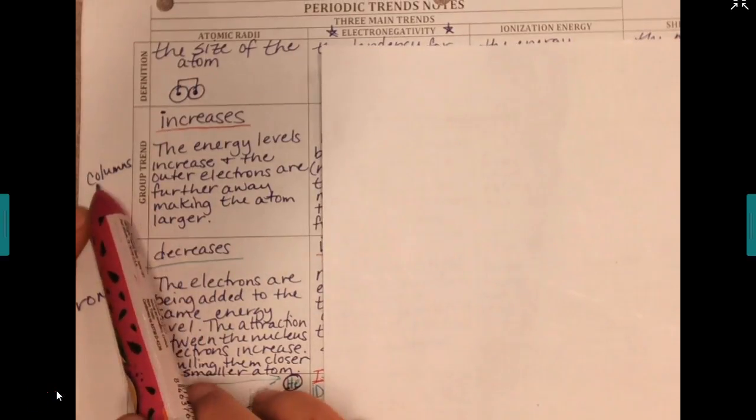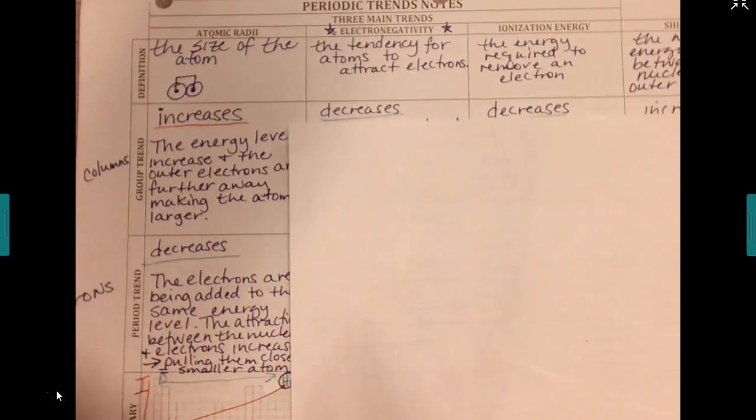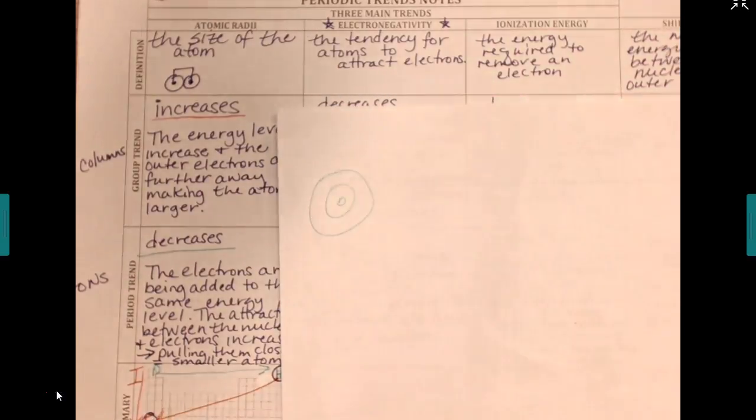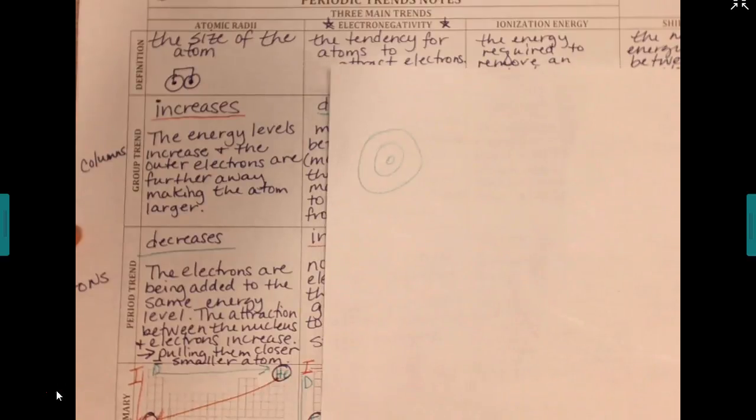The group trend, remember a group is the columns, the group or family. The energy levels increase and the outer electrons are further away, making the atom larger. So this makes sense. We can see that our group trend increases as we go down.